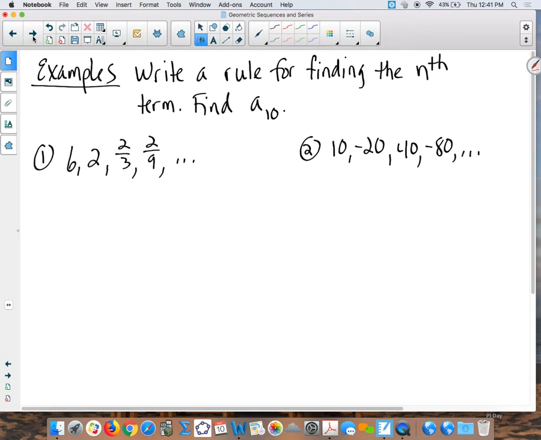So if we want to check out a rule for finding the nth term here, we are going to take a look at, first of all, what our common ratio is. So here, if we take a look, our common ratio is going to be 1/3. Okay, so a sub n equals a sub 1 times r to the n minus 1. That is our common ratio.